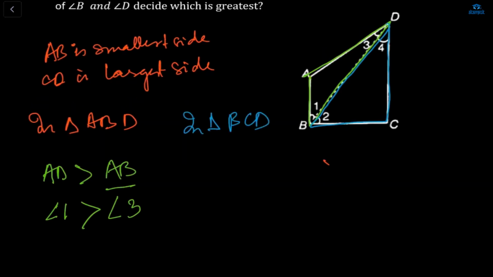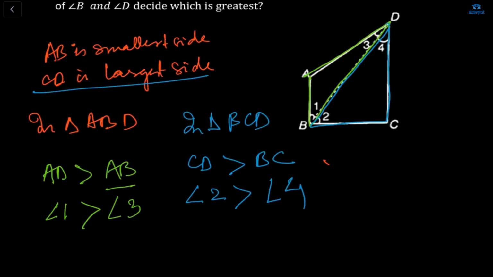In triangle BCD, which side is given? CD. So CD is greater than BC. Why? Because CD is the largest side, which is given to us. Therefore, the angle opposite to CD will also be greater. Which angle is opposite to CD? Angle 4. No, angle 2. So angle 2 will be greater than angle 4, because it is opposite to BC.